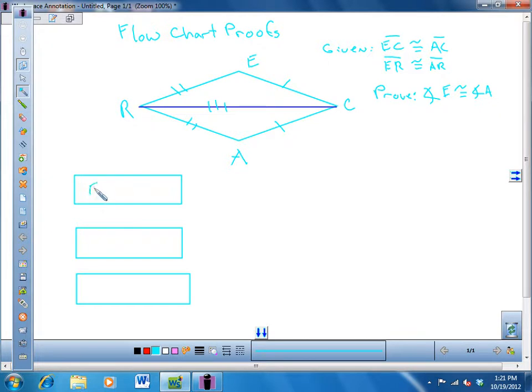Now I should be able to write inside of those rectangles. This is where you write your given: EC is congruent to AC. For every step in a proof, you have to have a reason. We'll call this box 1, and usually they put numbers by it, and underneath the box you put the reason. The reason for that one is given, it's given to you. Then the next thing you put is your next given, which is ER is congruent to AR, and that is also given.